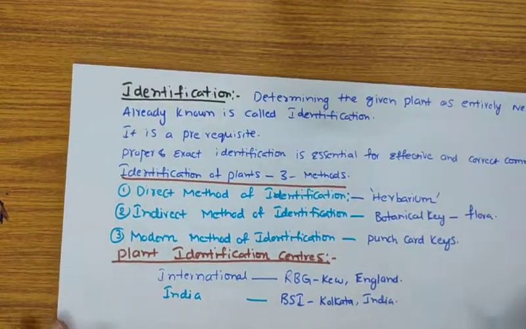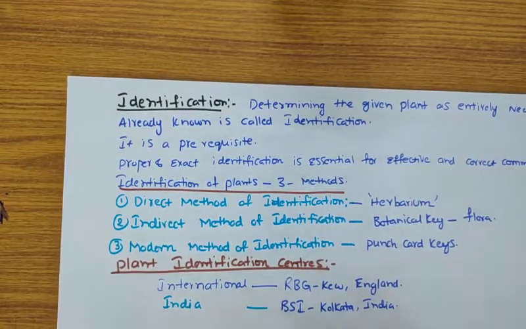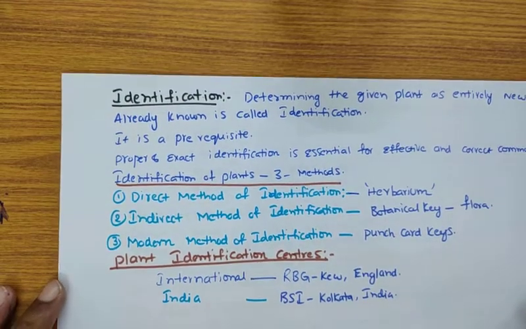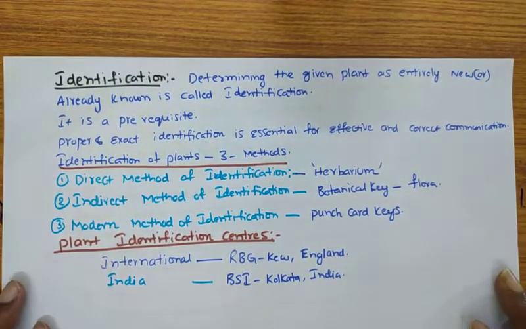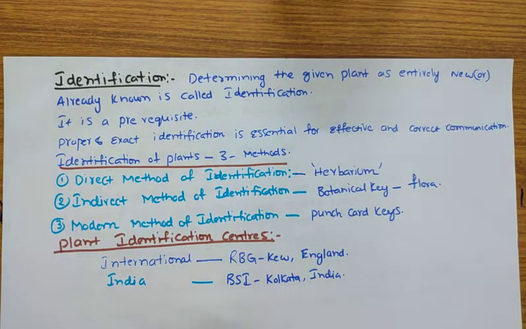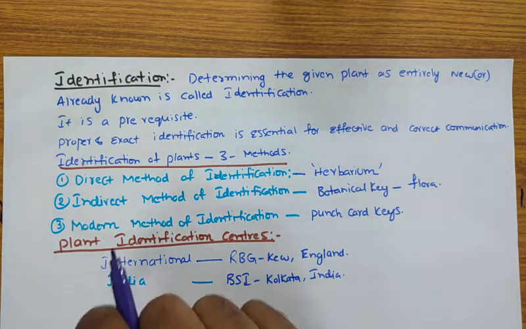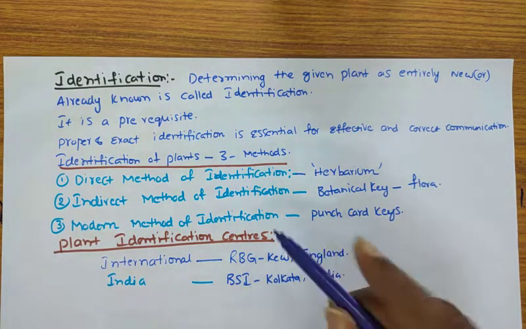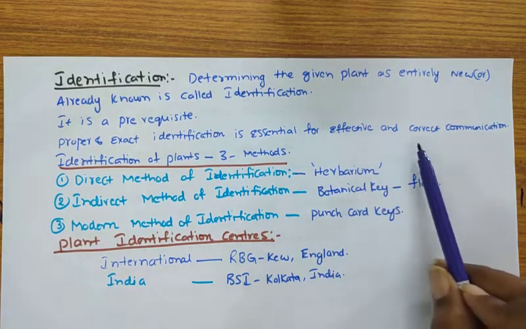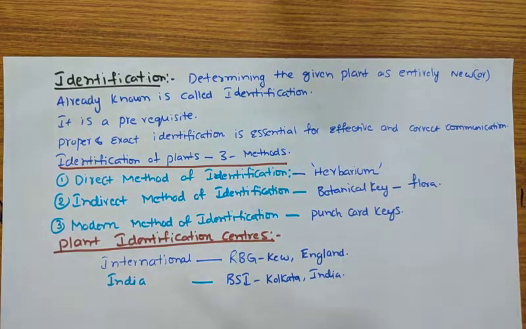First of all, look at identification. Determining whether the given plant is entirely new or already known is called identification. That determination is called identification. It's a prerequisite in taxonomy. Proper and exact identification is essential for effective and correct communication.